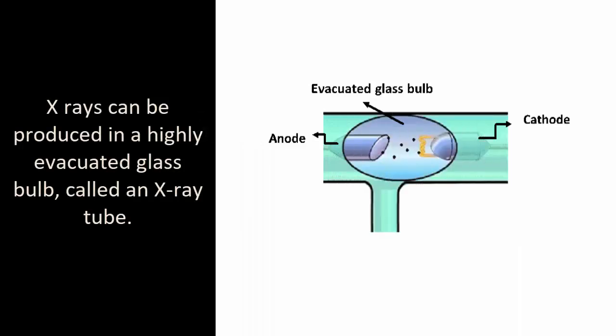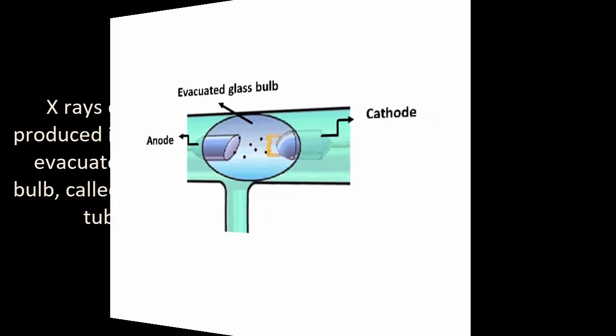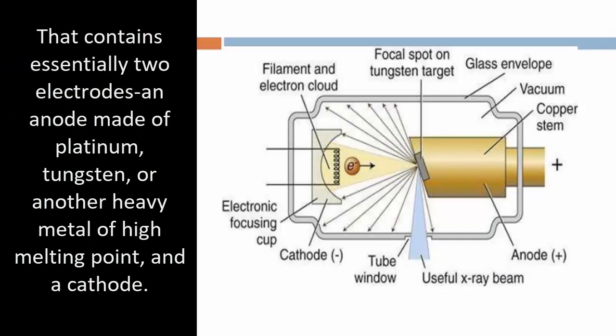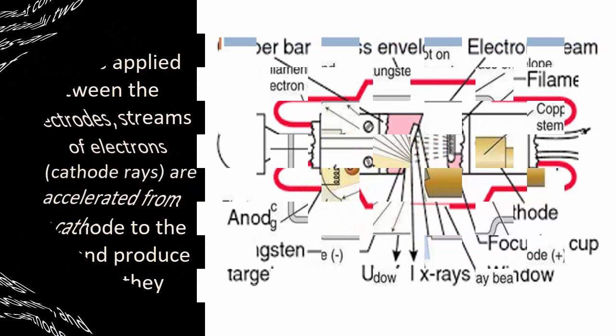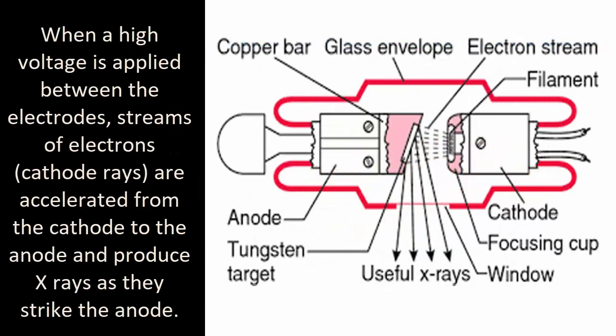X-ray tube. X-rays can be produced in a highly evacuated glass bulb, called an X-ray tube, that contains essentially two electrodes: an anode made of platinum, tungsten, or another heavy metal of high melting point, and a cathode. When a high voltage is applied between the electrodes, streams of electrons, cathode rays, are accelerated from the cathode to the anode and produce X-rays as they strike the anode.